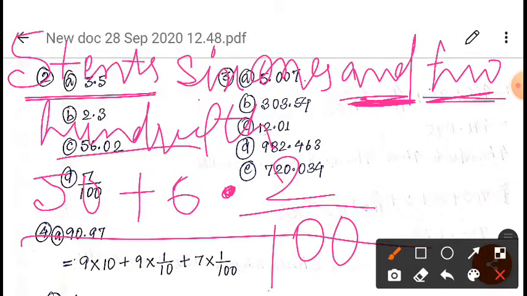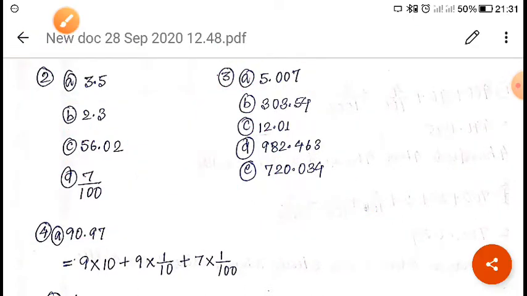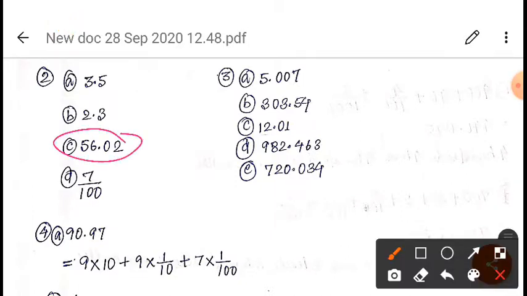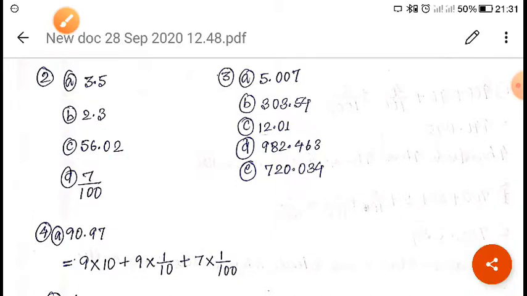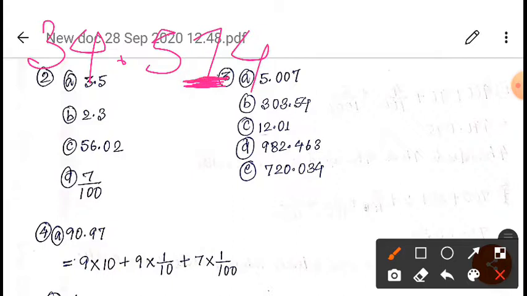So now when you add these three, what will you get? You will get 56.02, right? As you can see, the answer is given here, 56.02. Now next is the place value of 7. We have to find out the place value of 7 in 34.574.